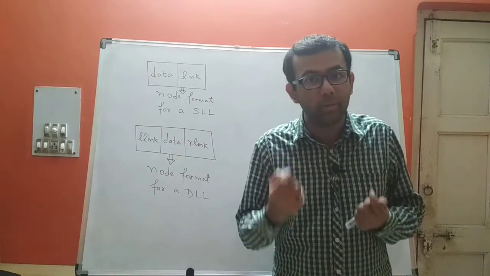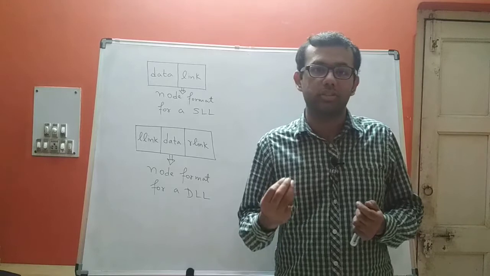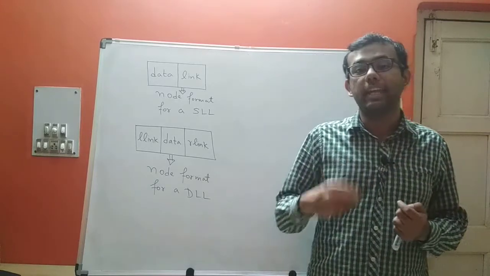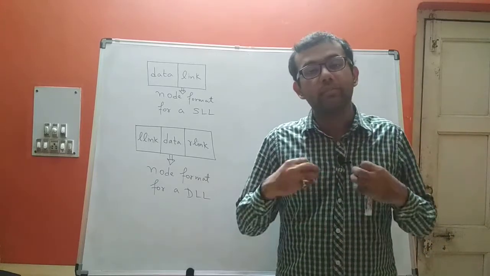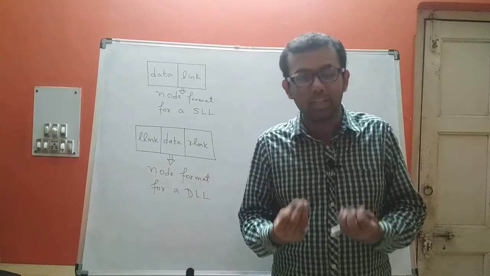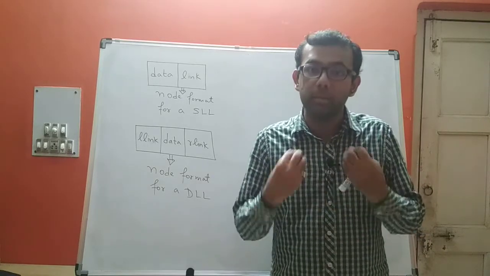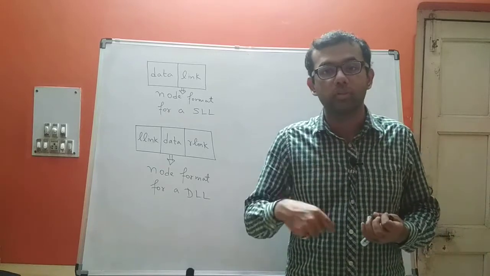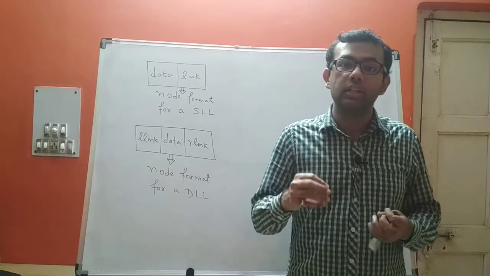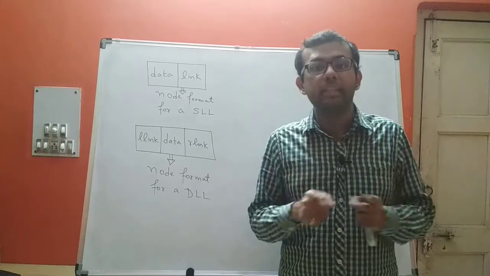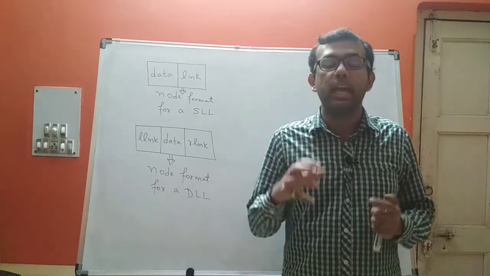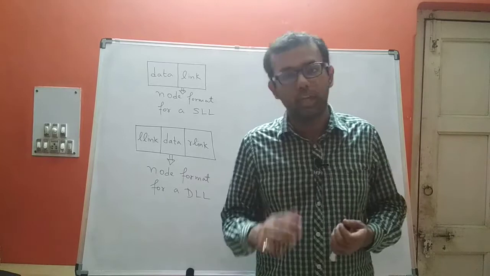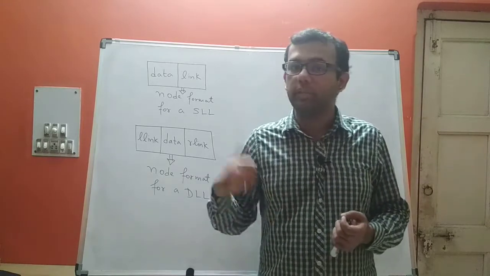Now after I'm done with defining a structure for the node format, I need to create an actual node. Remember, merely creating the structure will not allocate any memory. Only if I allocate some memory will I be able to actually physically allocate a block of memory and call it a node. Okay, so let's see step one. How can we define a data type?